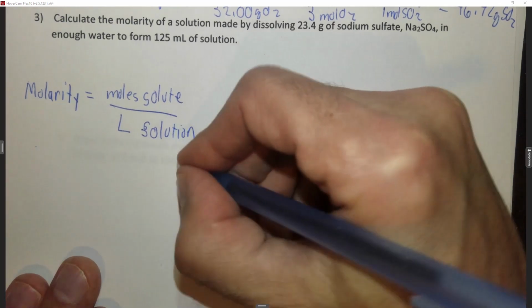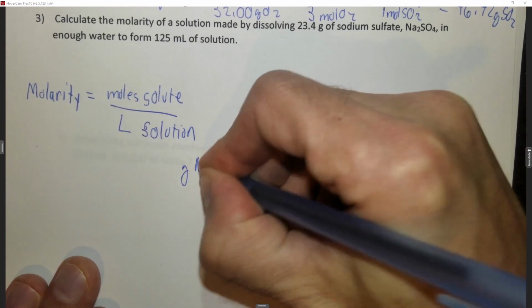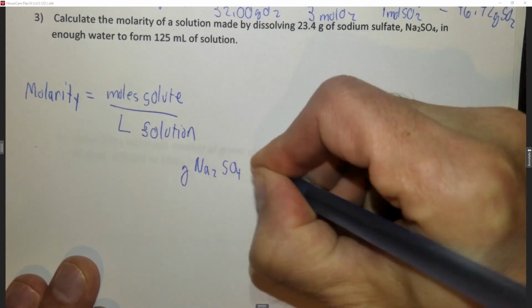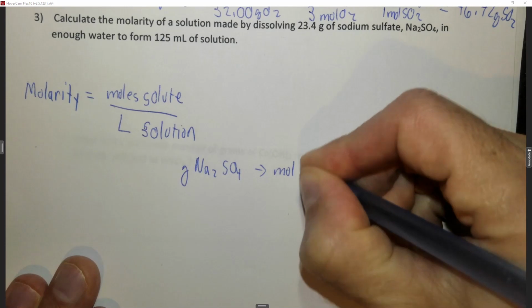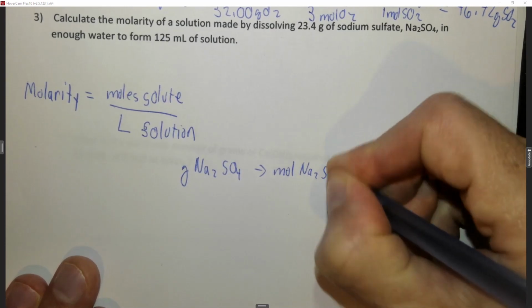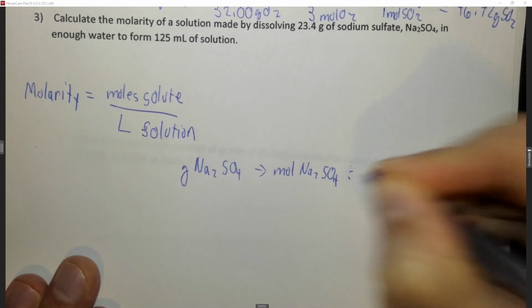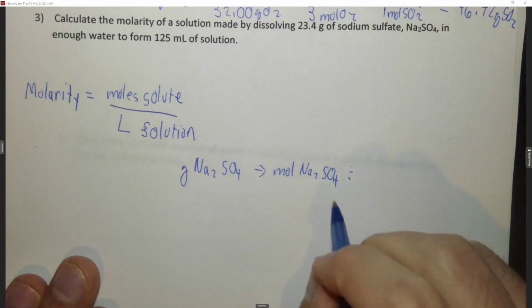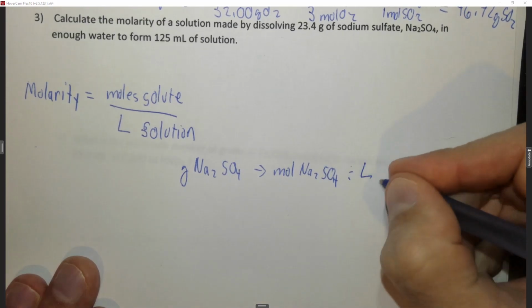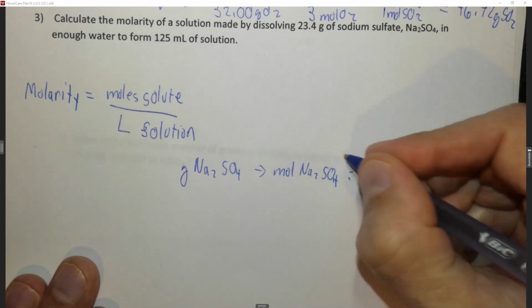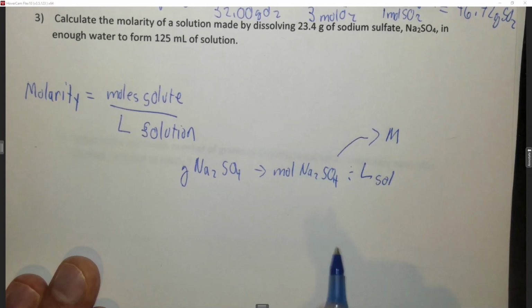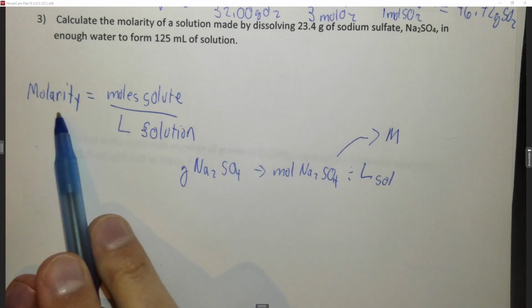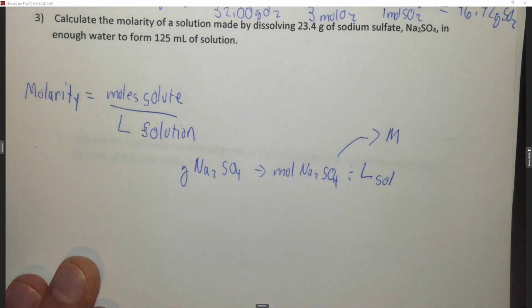So in my case, I'm going to take grams of Na2SO4. I'm going to convert it to moles of Na2SO4. And now this is not a conversion, because now I'm forming a new unit, not just converting one unit to another, but I'm going to take those moles of Na2SO4 and divide it by liters of solution. And moles divided by liter gives me my molarity, which is big M, the abbreviation for molarity.